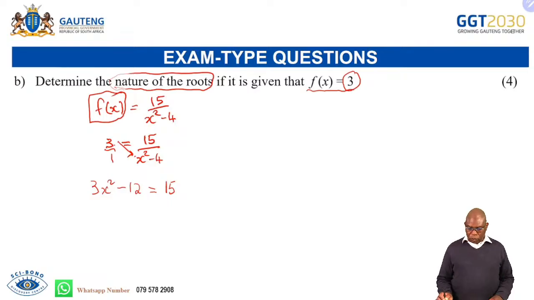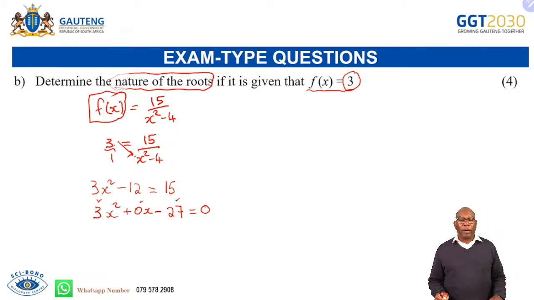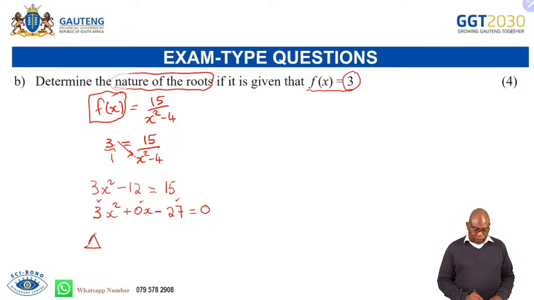So now, how am I going to get the nature of the roots? First, I must arrange it in the form ax squared plus bx plus c. So I'll have 3x squared, 15 that side gives me 27 equals to 0. Why did I leave the gap? The 27 is negative. Now my problem is that we don't have the x. So I'm just going to put 0x here, so that I have the value of a, the value of b, and the value of c.